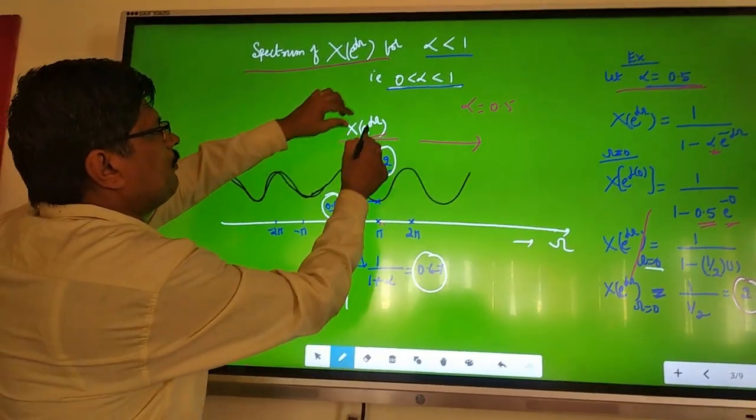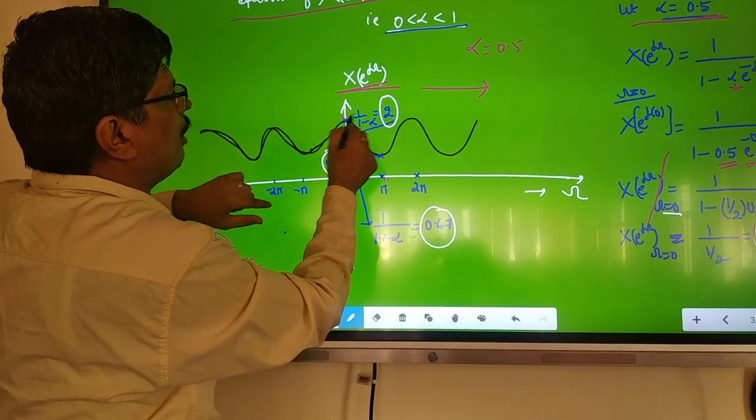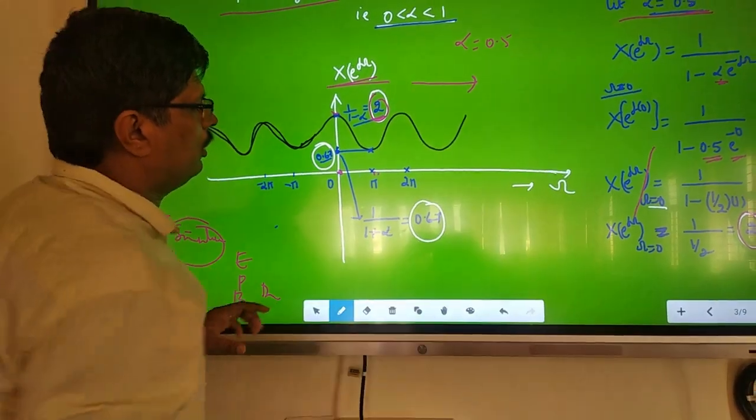Now see, the spectrum X of e power j omega at 0, its value is 2. Now see, this 2 you are getting.